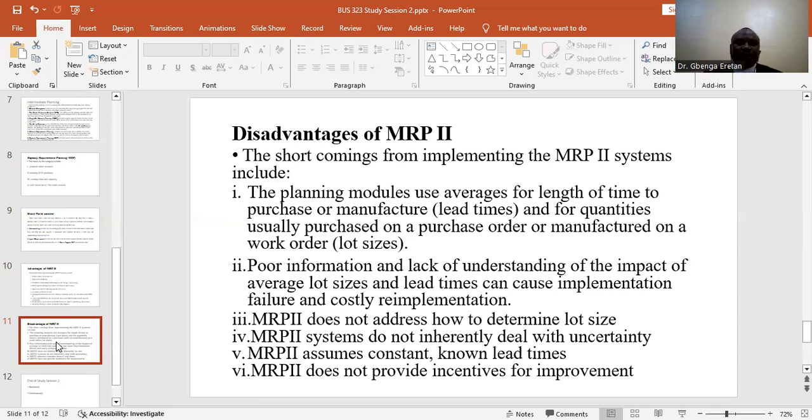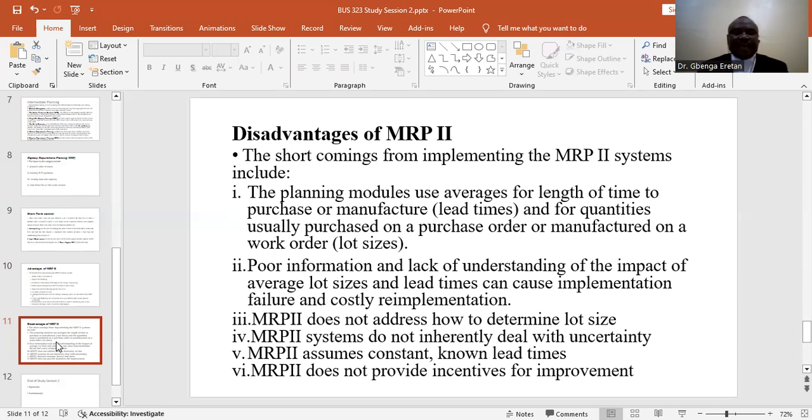Number 3, MRP 2 does not address how to determine lot size. It only talks about what to produce, but it does not discuss in detail how to get the lot size. Number 4, the MRP system does not inherently deal with uncertainty. It does not take cognizance of uncertainty. It believes that everything is certain, that when they say a given level of product, that level of product will be achieved. So MRP 2 does not put into consideration some degree of uncertainty.